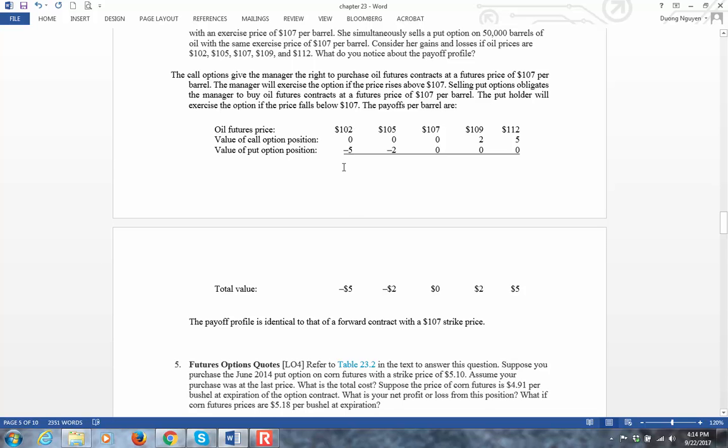So the total value of call and put option is -5, -2, 0, 2 and 5, which is very similar to a forward contract with a 107 strike. If the strike is 107, you can see a very identical payoff.